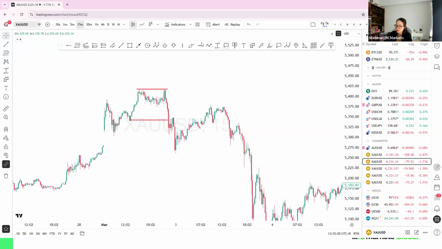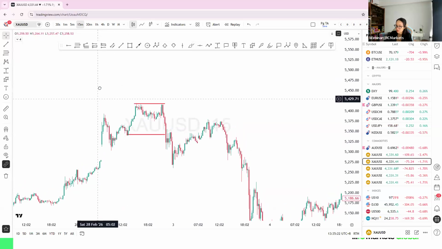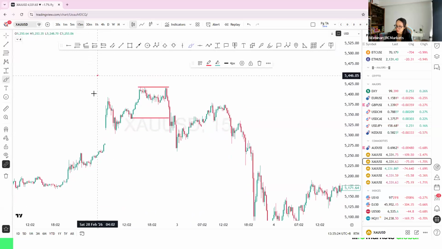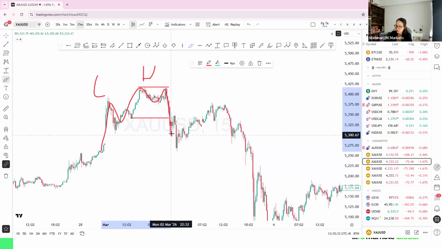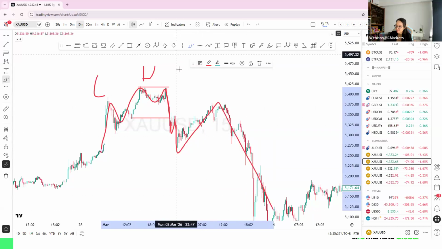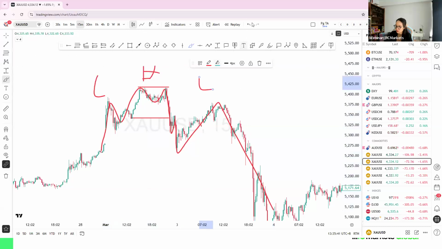So this is going to be the left shoulder. This is the head, price breaks below, right? This is just the high, breaks below, slightly pulls back and breaks, and this is my right shoulder. This is the head, this is the left shoulder.